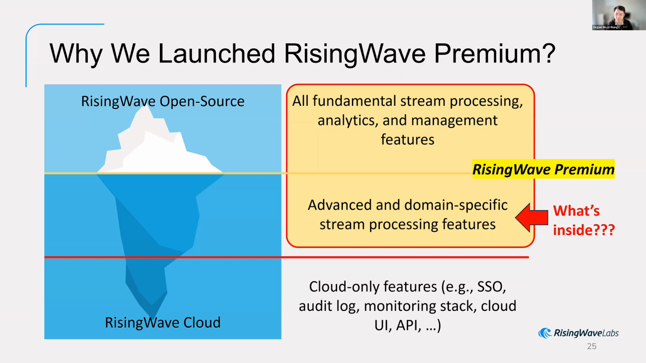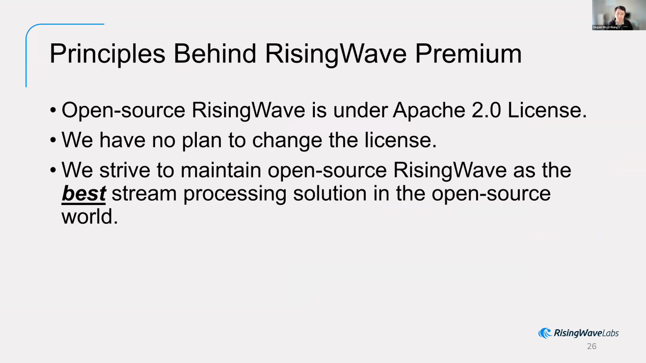What's the principle? Our principle is that open source RisingWave is always under the Apache 2.0 license, and we have no plan to change the license. And most importantly, we strive to maintain open source RisingWave as the best stream processing solution in the open source world. If you compare with any other stream processing systems in the market or in the open source world, you will find that RisingWave is always cheaper, more cost efficient, and essentially a more performant system.